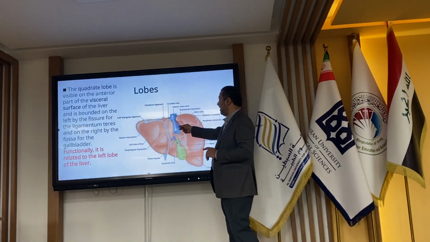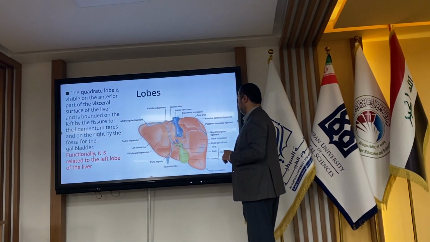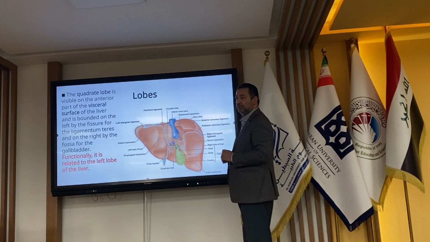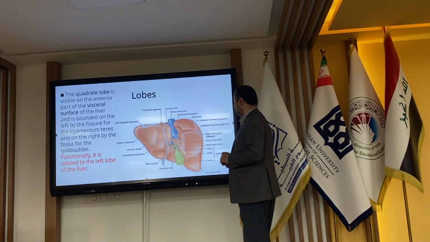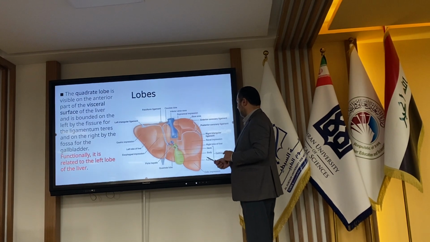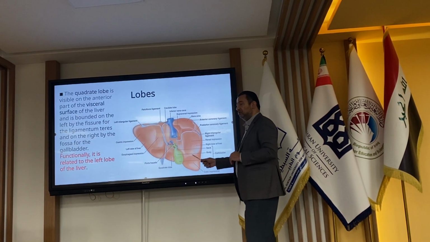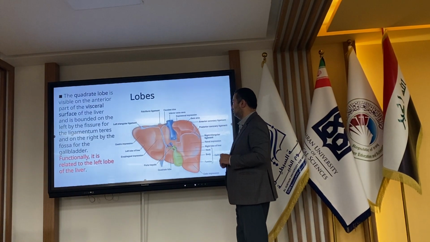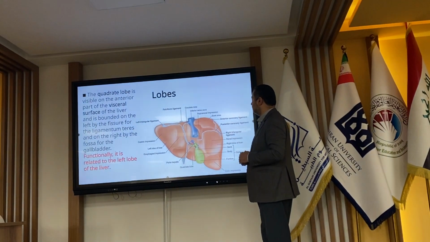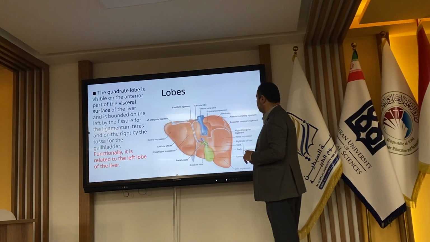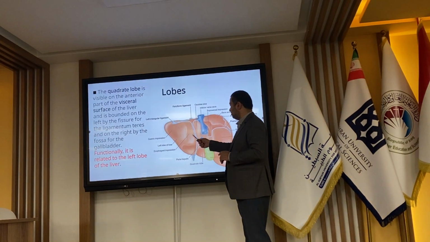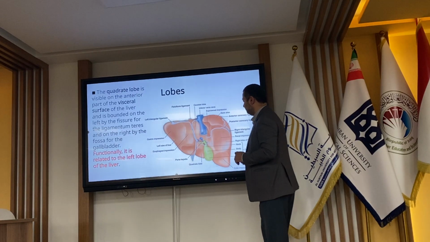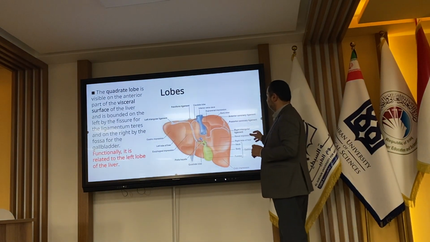You see here, bare area or posterior surface of the liver. Here is depression for right kidney, renal depression. And here is colic impression. Here the posterior part has relationship with the suprarenal and right kidney. Here is esophageal impression, and here is gastric impression that you see.